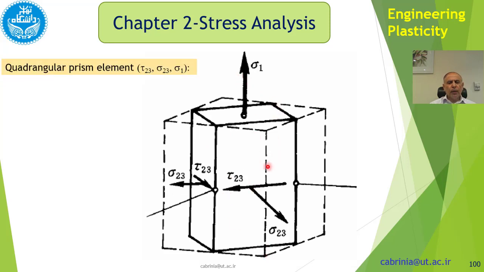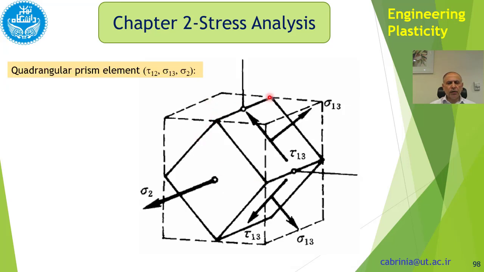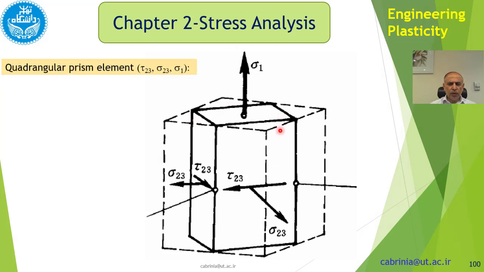Here these prisms, let me just go back to this one. These prisms which we are showing, this face is perpendicular to sigma 2, therefore here we don't have any component of sigma 2, we have only 1 and 3. Here again, this is perpendicular to sigma 3, so here we have only sigma 1 and tau 1, 2, and here it's perpendicular to sigma 1, so on the faces we only have 2 and 3. So tau 2, 3, sigma 2, 3, etc.